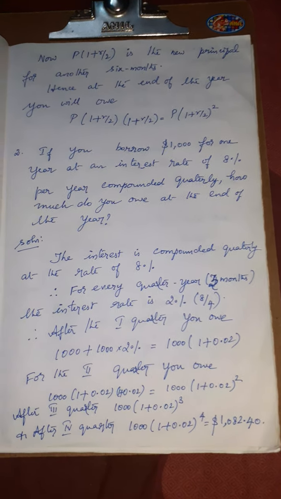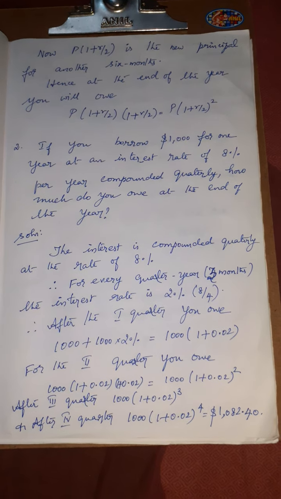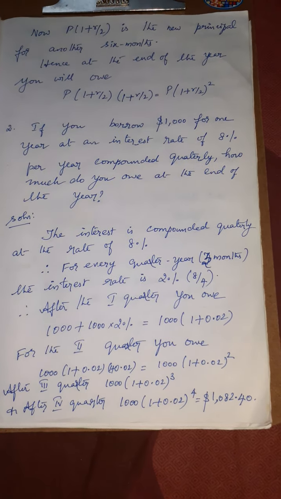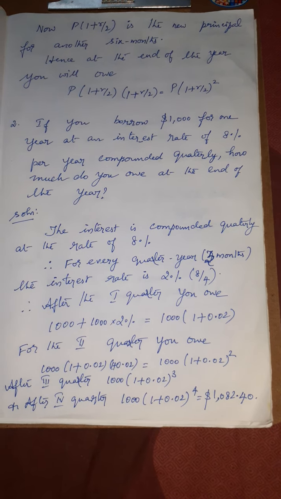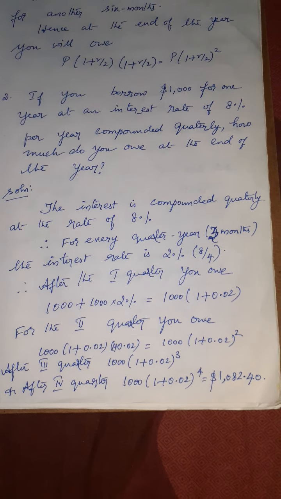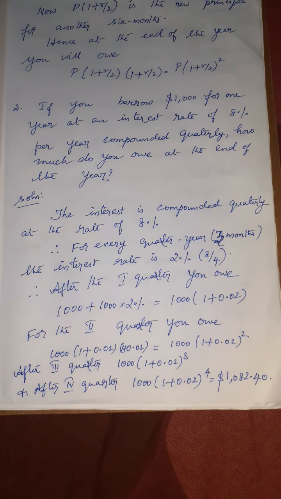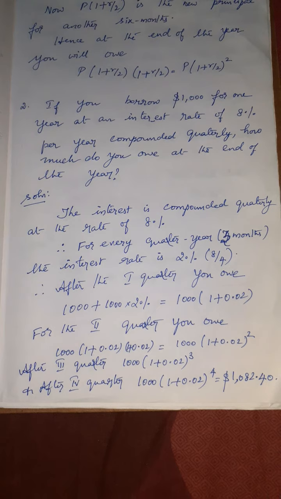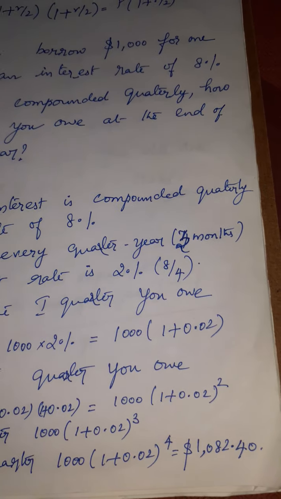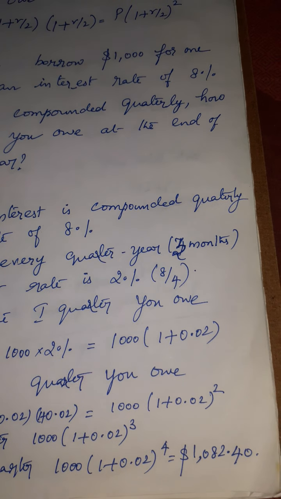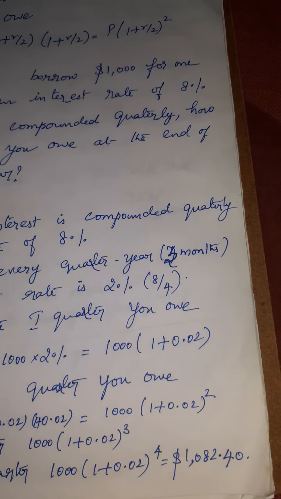So the total interest rate given is 8, and that has to be divided into 4 equal parts. So 8 by 4, which is equal to 2 percent. This 2 percent is for every quarter, that is, every 3 months we have to take this 2 percent as the interest rate. When you start with the first quarter, the principal amount given is $1,000 and the interest rate is 2 percent. So finally what we are going to pay is 1000 into 1 plus 0.02. This is the amount which we are going to owe after 3 months.